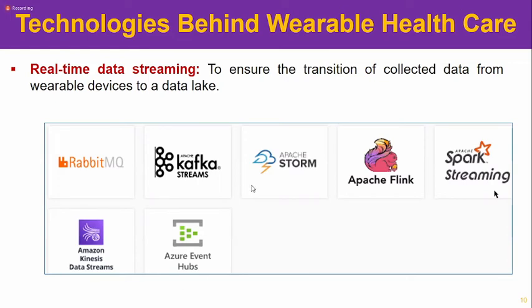There are different tools we can use for real-time data streaming. You can use RabbitMQ, Kafka, Apache Spark Streaming, Azure Event Hubs, Amazon Kinesis. These are the tools we can use to provide real-time data streaming.